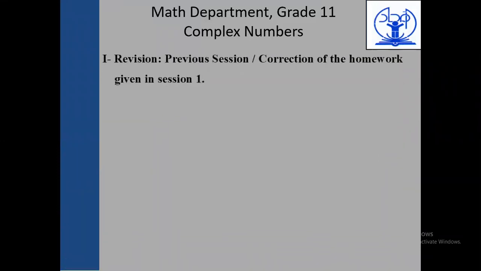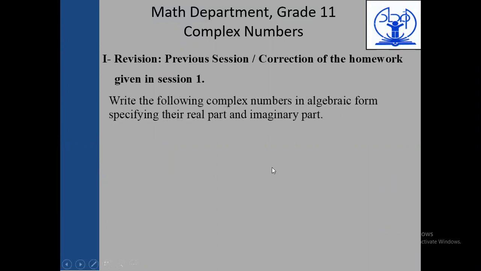Let's start with revision on previous session, correction of the homework given in session 1. Write the following complex numbers in algebraic form, specifying the real part and the imaginary part. First one, z equals (2 plus 3i) all squared. Here, if you develop this as you develop the traditional identity (a plus b) squared, this is a squared plus 2ab plus b squared, keeping in mind that i squared is minus 1, and simplifying, you will get this, and consequently the real part will be negative 5, and the imaginary part will be 12.